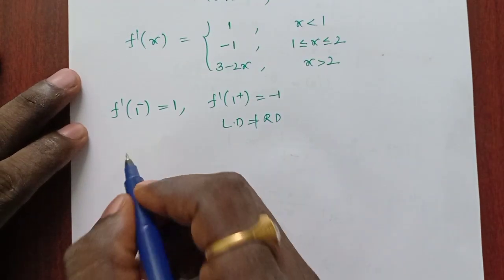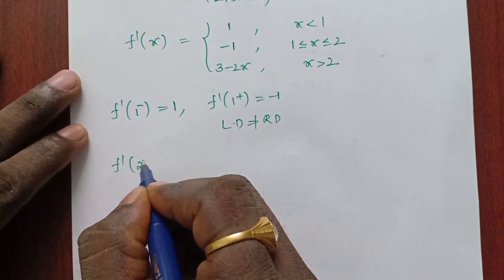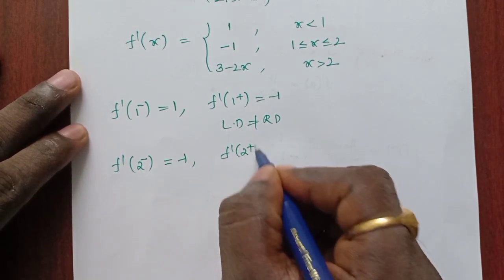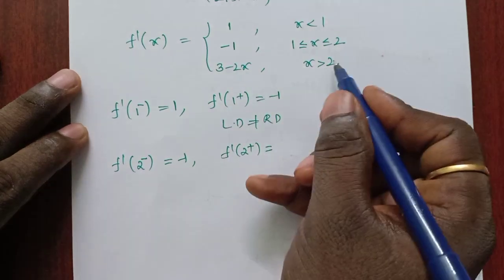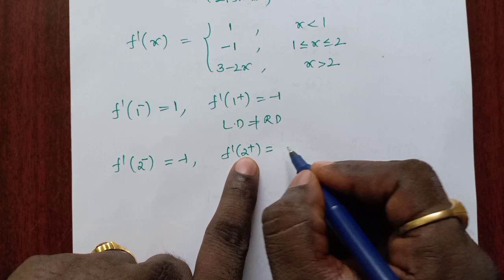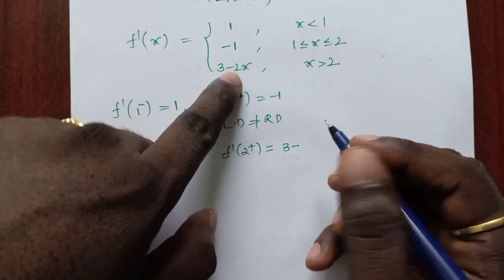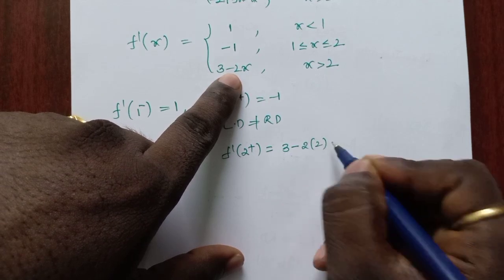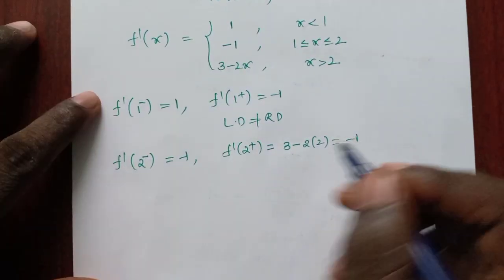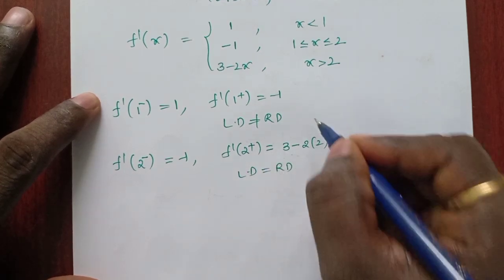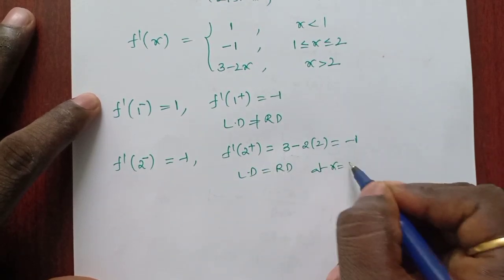And see, f dash of 2 minus is minus 1, and f dash of 2 plus, which means it is greater than 2, so 3 minus 2x, now substitute 2 here. Why? Because it is x greater than 2. So 3 minus 2 into 2, 3 minus 4, it is minus 1. Clearly the left derivative is equal to the right derivative at x equal to 2.